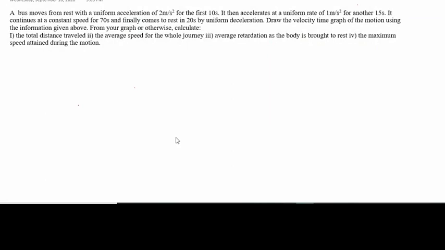The question goes thus: a bus moves from rest with a uniform acceleration of 2 meters per second square for the first 10 seconds. It then accelerates at a uniform rate of 1 meter per second square for another 15 seconds.